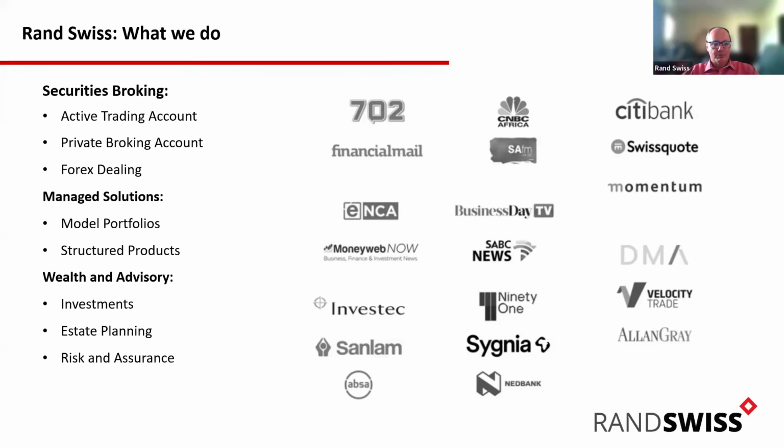A very powerful tool. And then the third pillar is wealth and advisory. There we cover obviously investments, estate planning, risk and insurance, and each of those headings obviously has a number of subheadings. Today, asset allocation will focus on the last two, managed solutions and wealth and advisory. A lot of what we do in those two pillars has an asset allocation base. So you can keep those two top of mind.